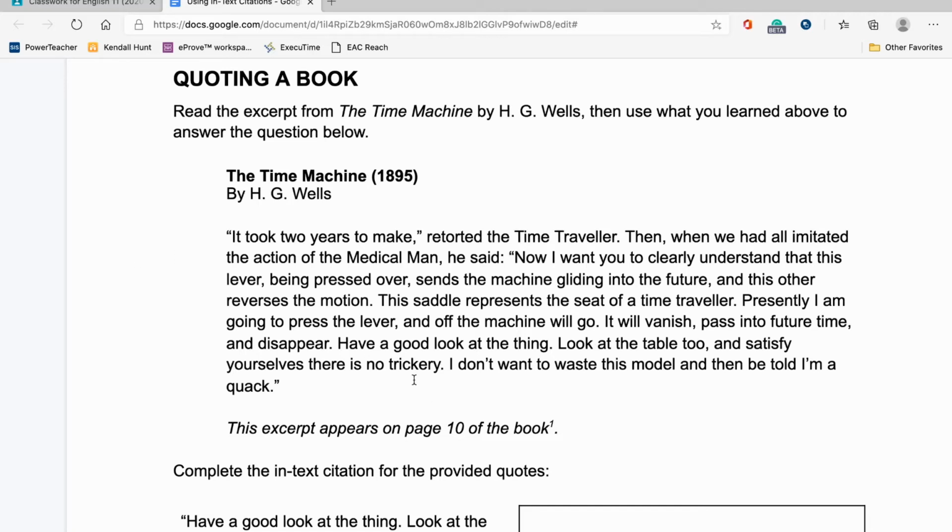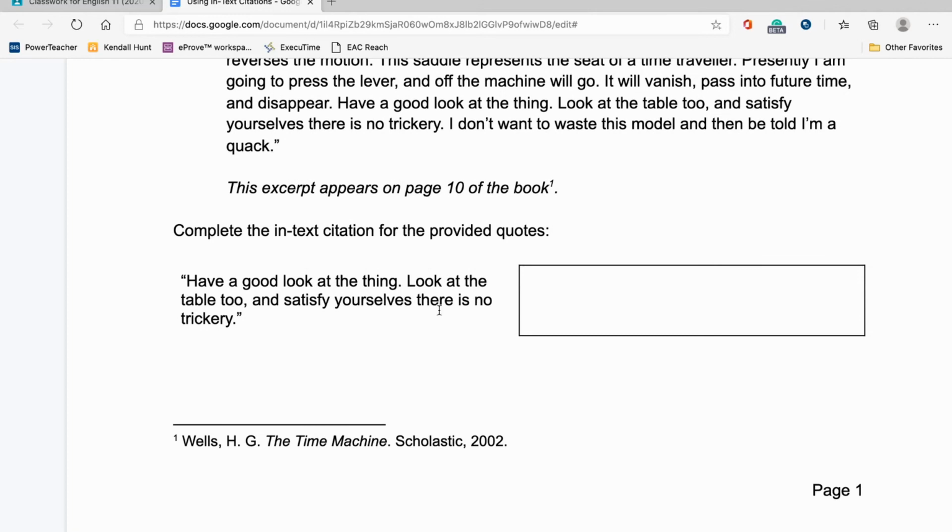So this comes off of page 10 of my copy of the book. Page 10. There we go. That sounds better. All right, so here's just a quick example. I took one of the quotes. How would you actually do this?